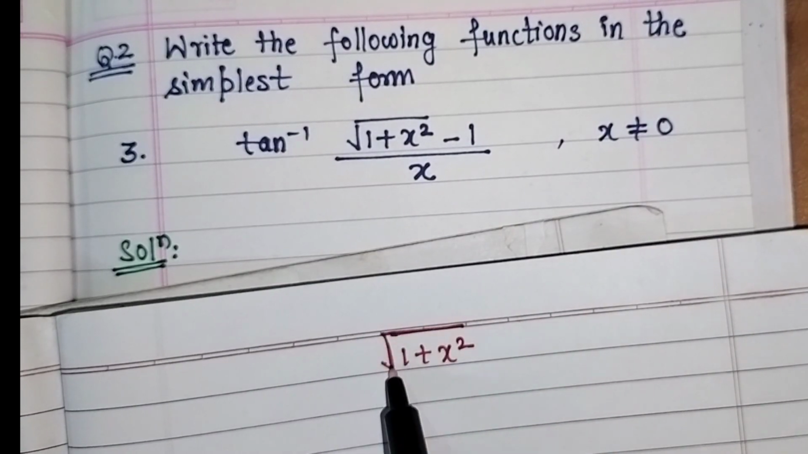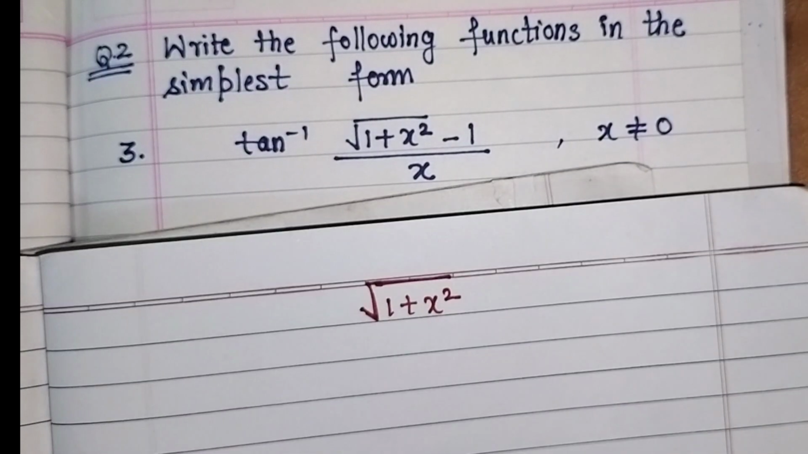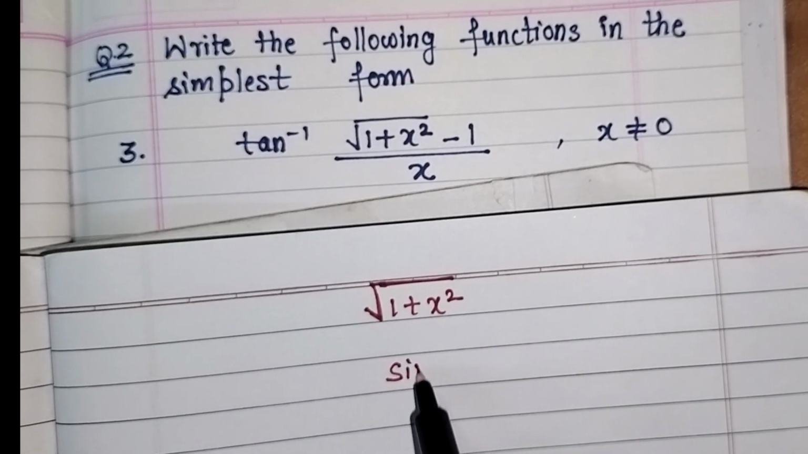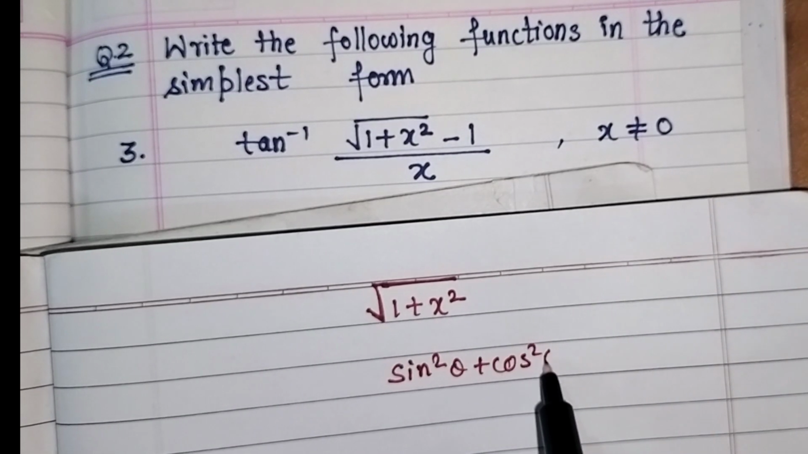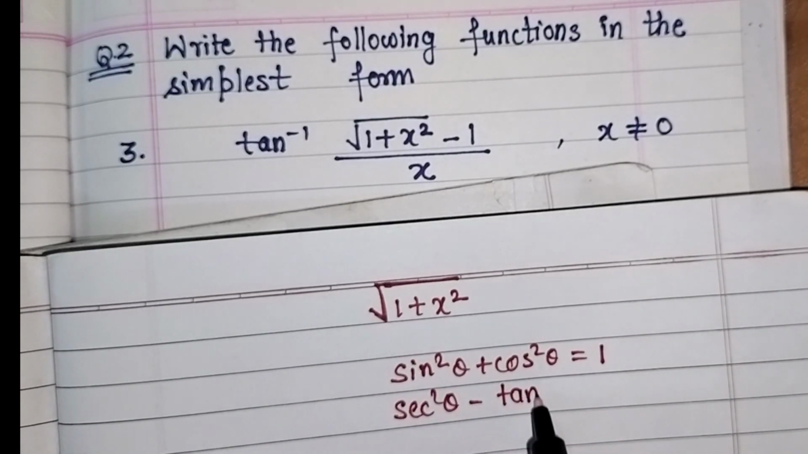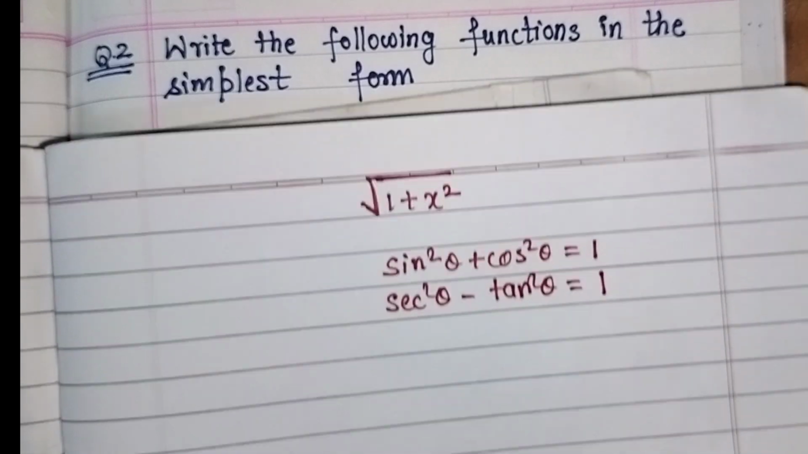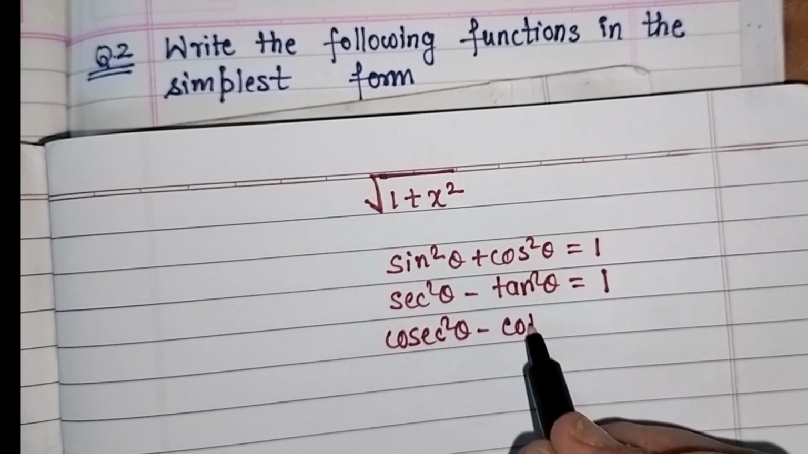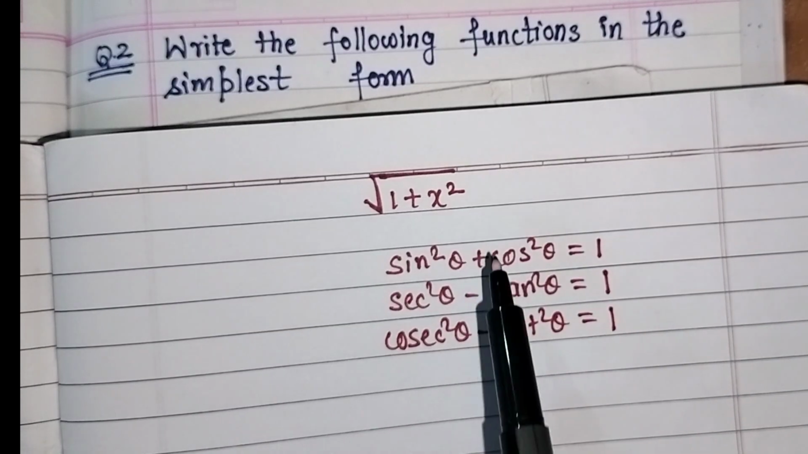First look at this under root term, it is 1 plus x square. So just recall your trigonometric identities. What all identities we have? So we have sine square theta plus cos square theta is equal to 1. Then you have sec square theta minus tan square theta is equal to 1. And the last one is cosec square theta minus cot square theta is equal to 1. Okay, so we cannot apply the first one.